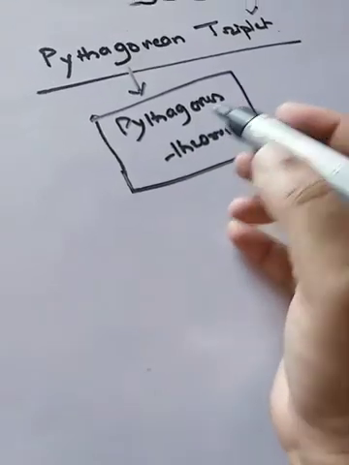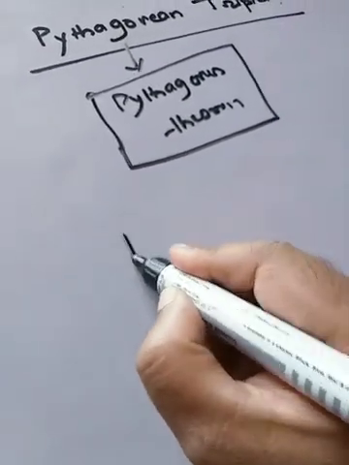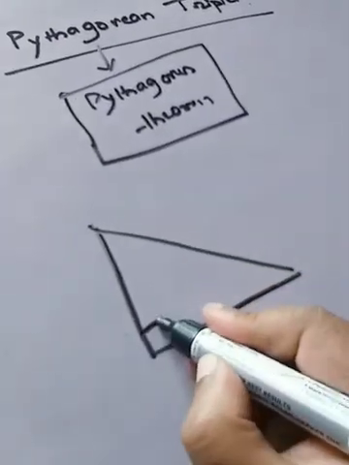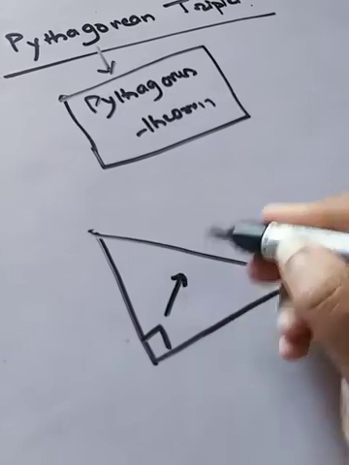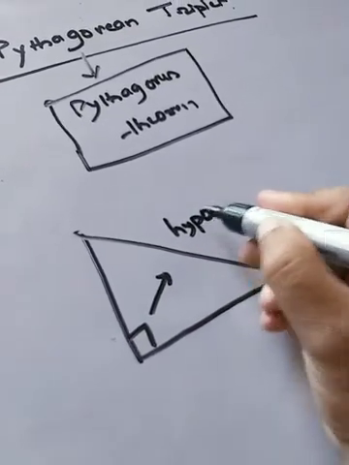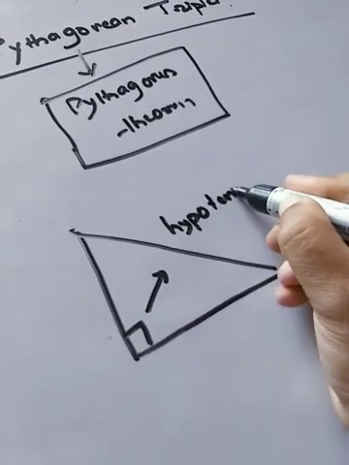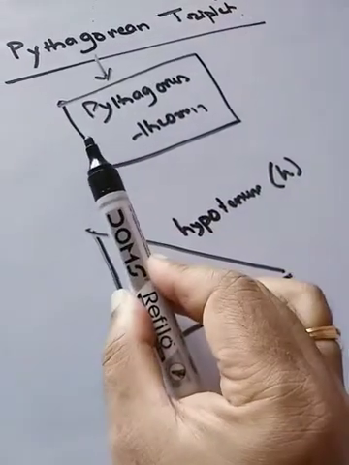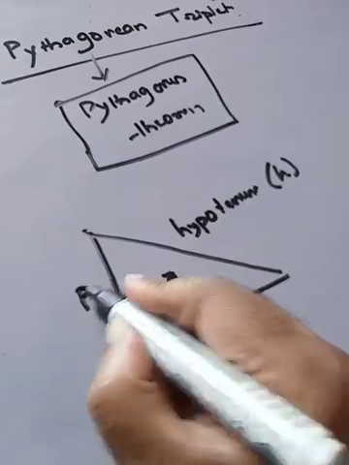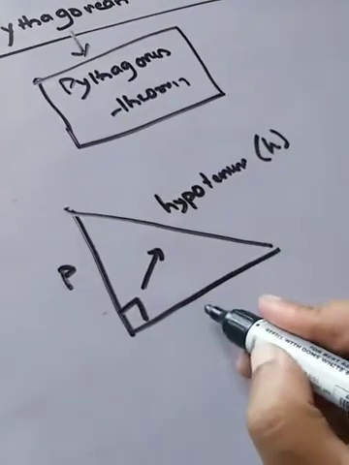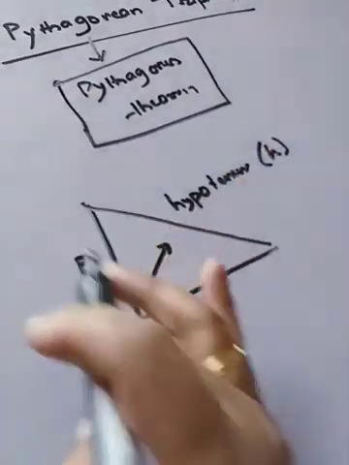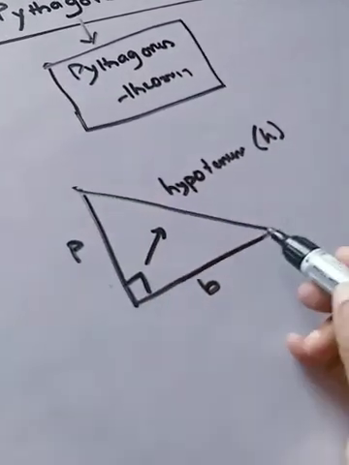So what is the Pythagoras theorem? It is related with a right angle triangle, so there is a 90 degree angle. Opposite to the 90 degree angle is always the hypotenuse, which we consider as h. The side which is straight is called perpendicular, and the other is the base. This is perpendicular, this is base, and this is hypotenuse.